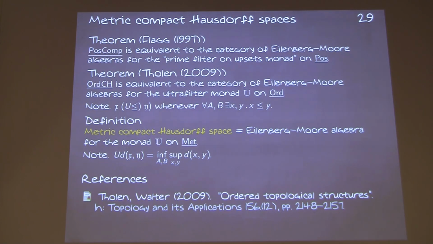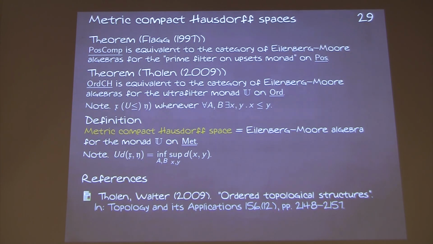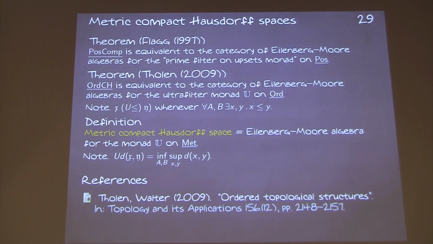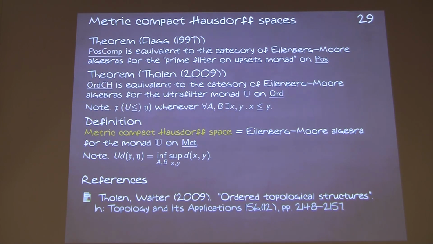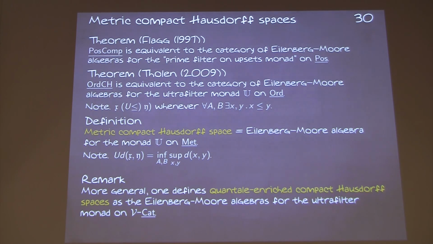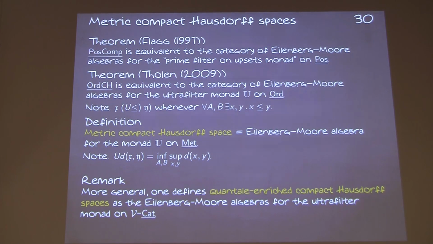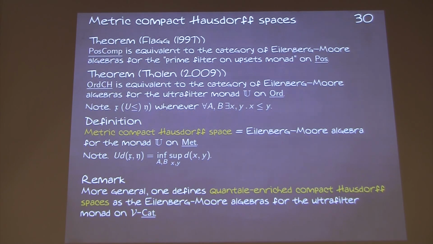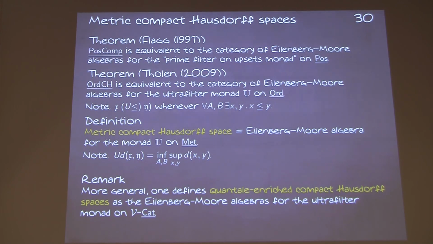We would define the metric compact Hausdorff spaces as algebras for the ultrafilter monad on metric spaces, where now we define it on metric spaces in a very analogous way to this one. And actually, we could go right away a step further and not just extend it to metric spaces, but to categories enriched in some quantale, which I think I indicated here. And maybe to explain this, I should just recall, we refer here to the description of Lawvere of metric spaces as categories enriched in the unit interval.